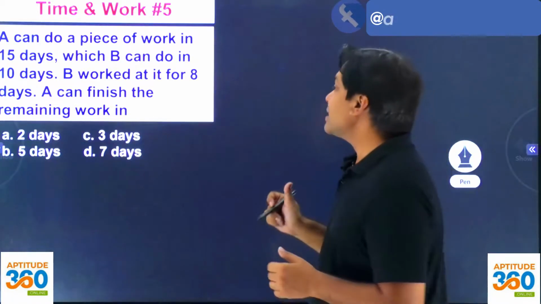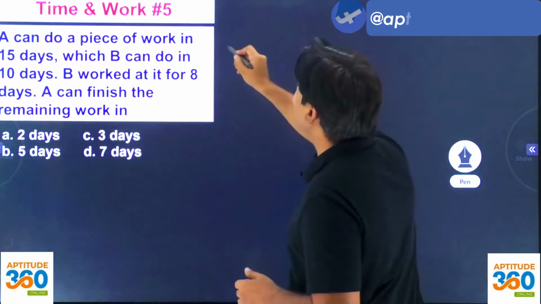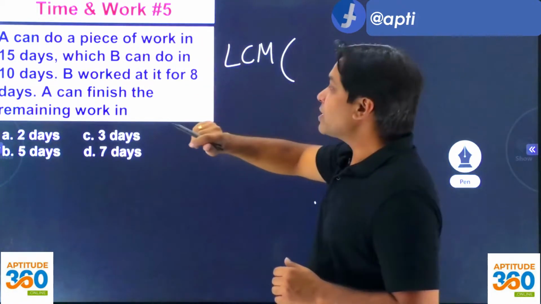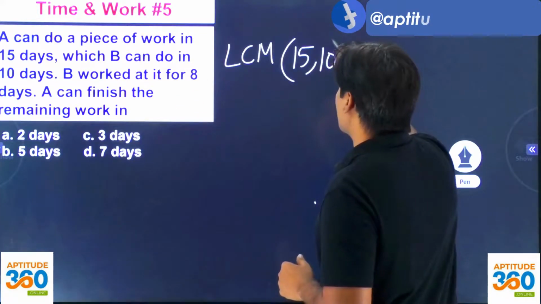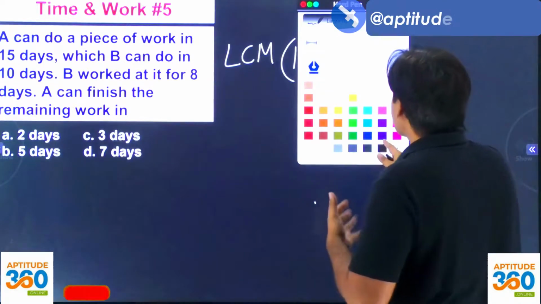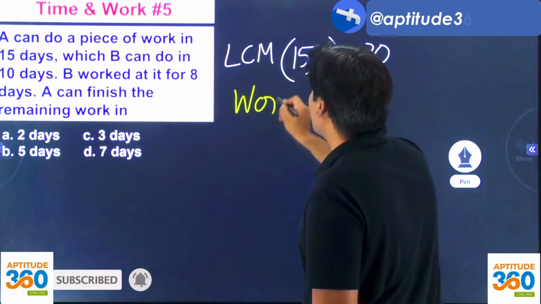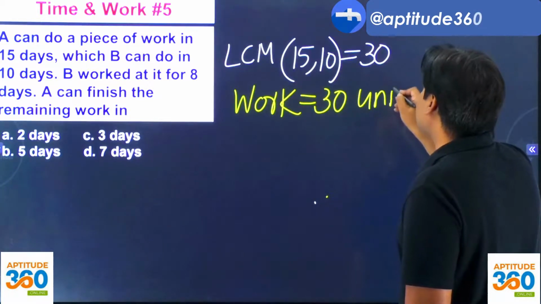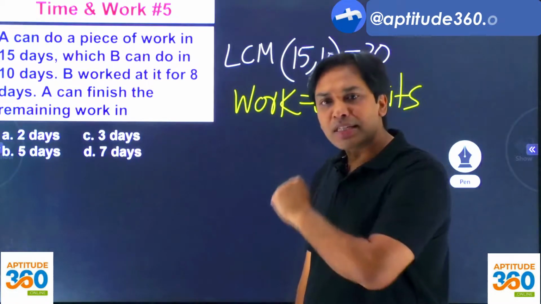So what did I say in LCM method? Step number 1, you should be taking LCM of days that are mentioned to you in the problem, which is 15 and 10, which is coming out as 30. And this 30 I'm going to be taking as my entire work. So my work is going to be 30 units. Pretty simple. That I can do without even writing things. अपने दिमाग में ये वाले स्टेप तो लगाए जा सकते हैं.